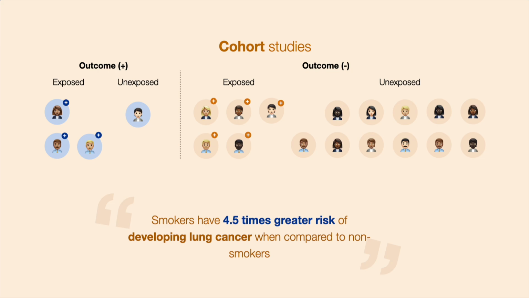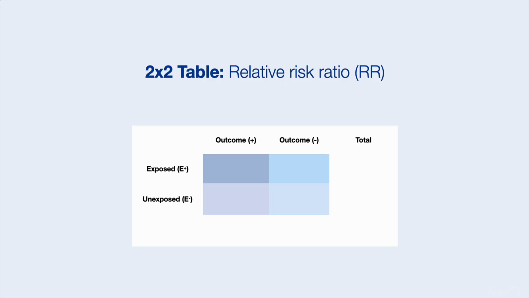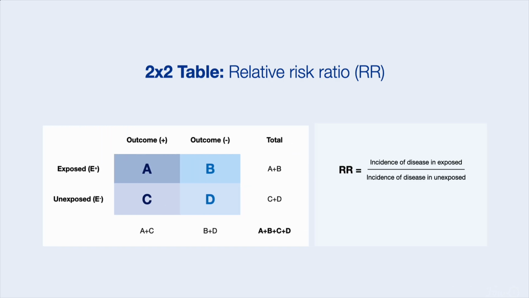non-smokers. When we construct our 2x2 table, we can assign letters to each cell in order A, B, C, and D. These are the row and column totals. The sample size can be calculated by adding A, B, C, and D. The relative risk is calculated by dividing the incidence of disease in the exposed group by the incidence of disease in the unexposed group. Therefore, the relative risk is calculated by dividing A over A plus B by C over C plus D.